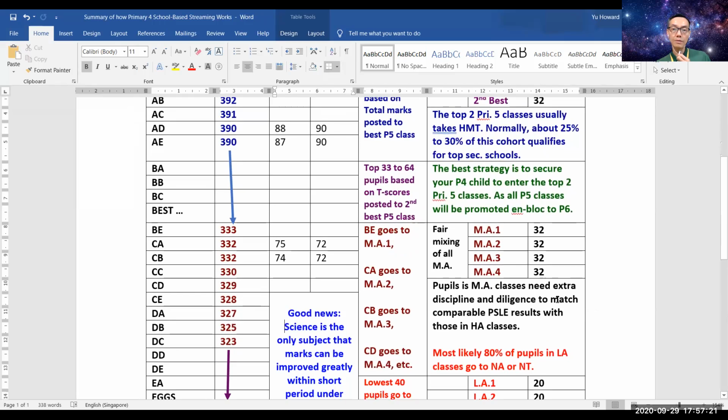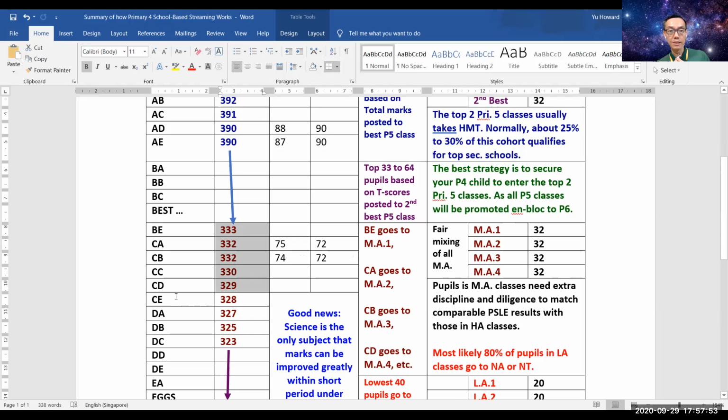This is how they slot the students in, or assign them. Assuming this student, BE, will go to MA1, CA will go to MA2, because look at the scores here, from 333 all the way to CD, which is 329. So BE will go to MA1, CA will go to MA2, CB will go to MA3, and then CD will go to MA4. So what about the next one?